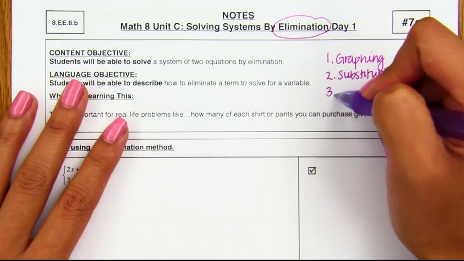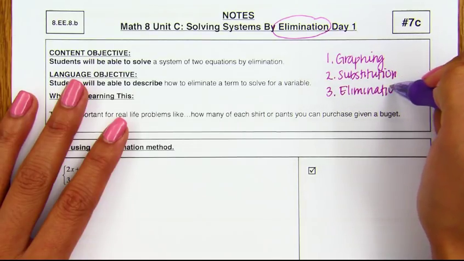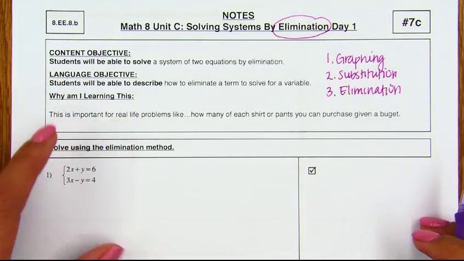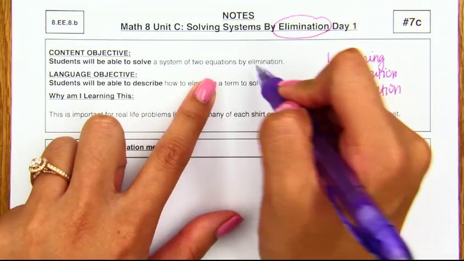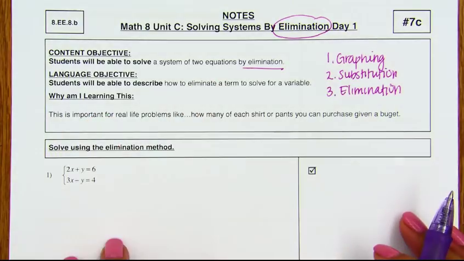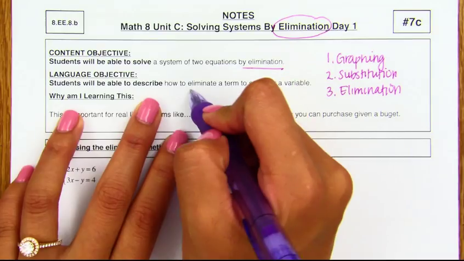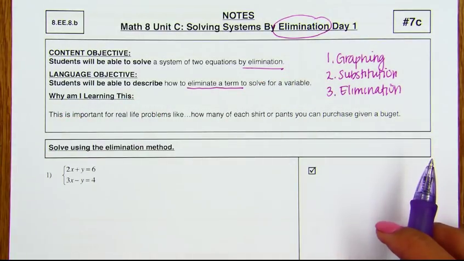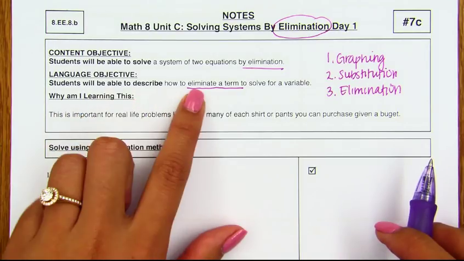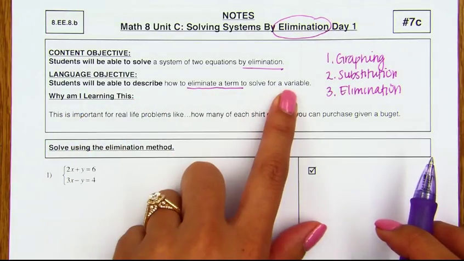Well, the next option that we have is, of course, elimination. Our content objective is we're going to be able to solve a system of two equations by elimination. So it's a new method. Language objective: students will be able to describe how to eliminate a term to solve for a variable. So that is new. We're not going to be substituting. We're going to try to eliminate a term in order to solve for one of the variables.